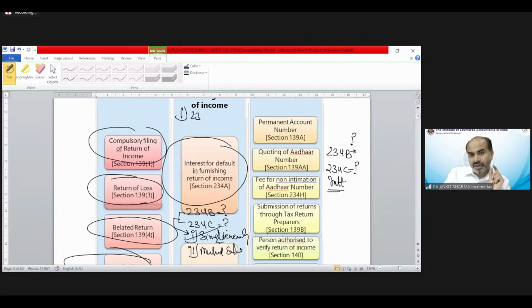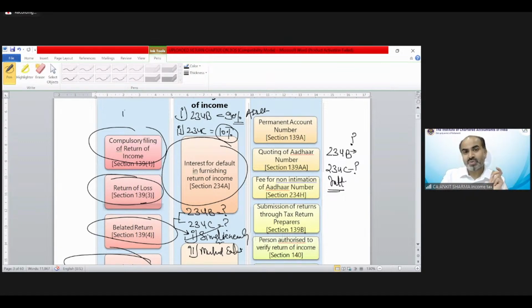Section 234B says if aggregate advance tax is less than 90% of assessed tax, then it would be applicable. And 234C deals with short payment on different dates. Suppose an assessee only paid 10% of advance tax, that is a single tax payment. He paid only 10% of advance tax in the full year, only 10%.